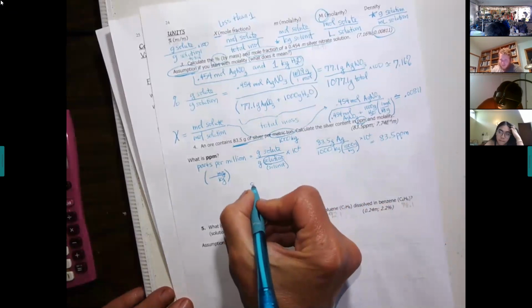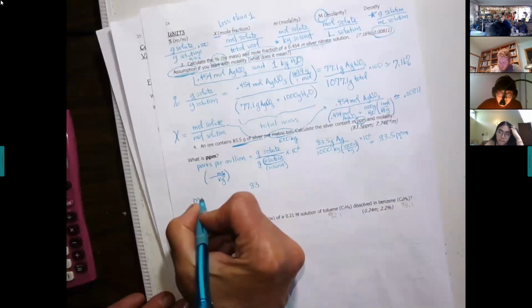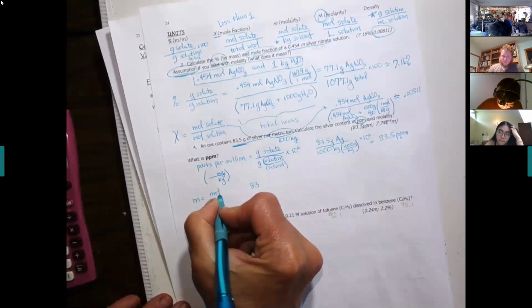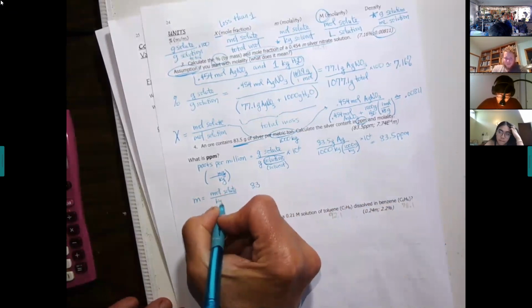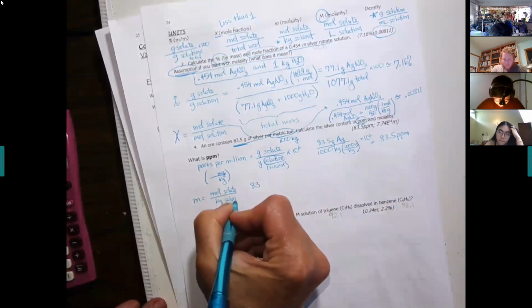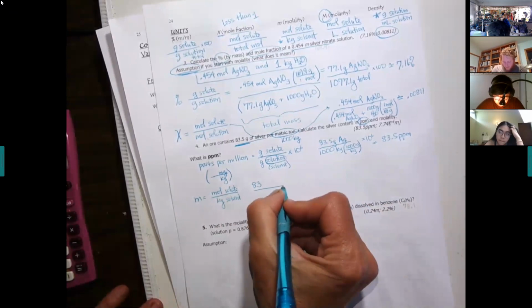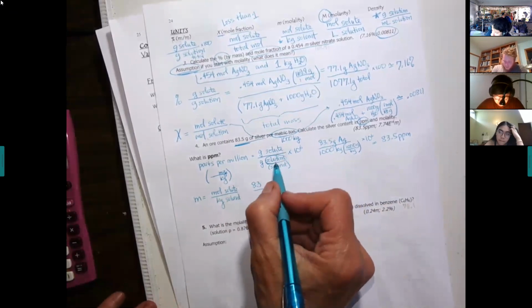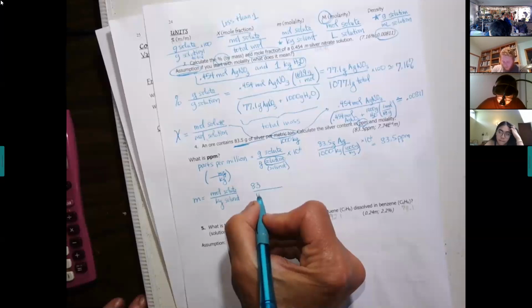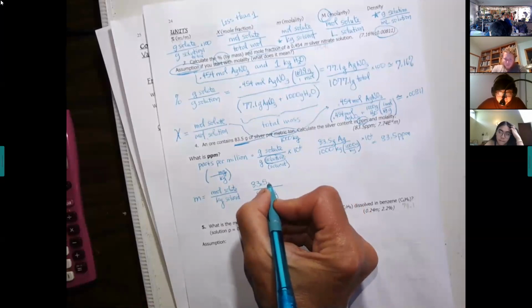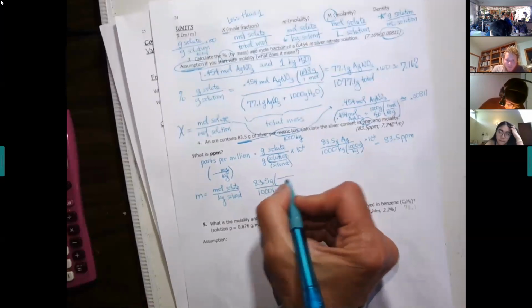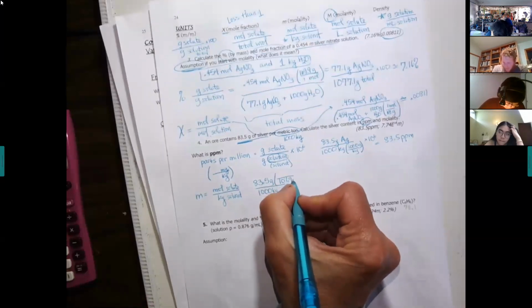Right. And then it wants us to change it to molality. So to do molality, state our formula from above: moles of solute over kilograms of solvent. This holds true for parts per million, that the solution and solvent are interchangeable. So we know it's 1,000 kilograms. And we have 83.5, and it's just silver, so 107.9 grams per mole.